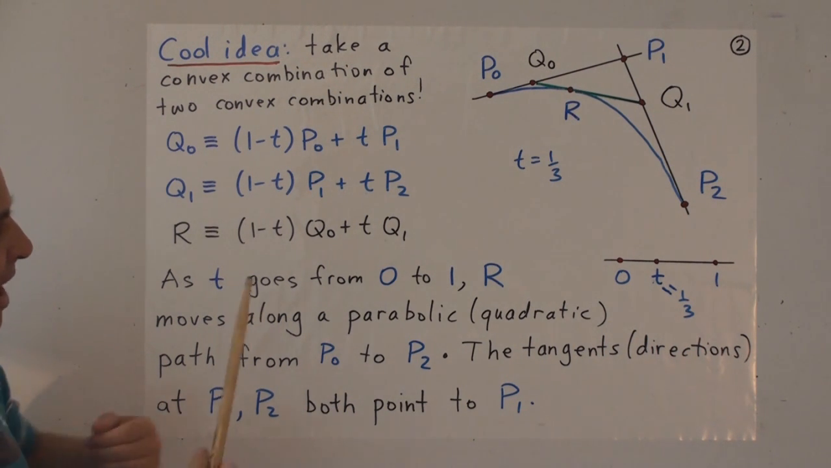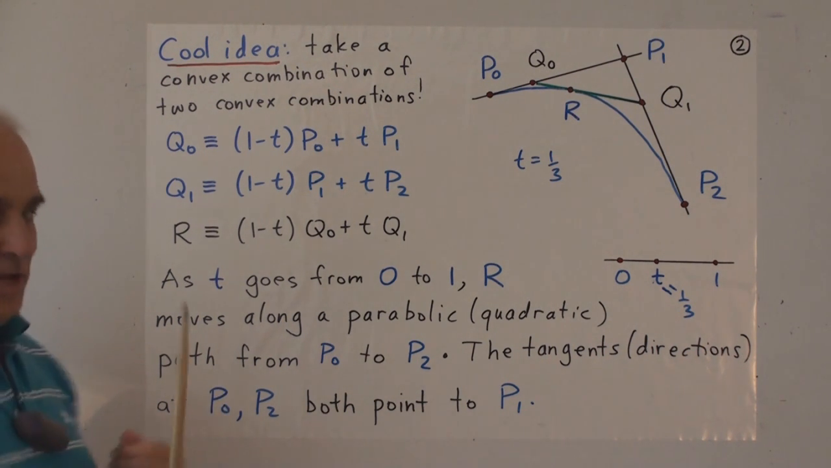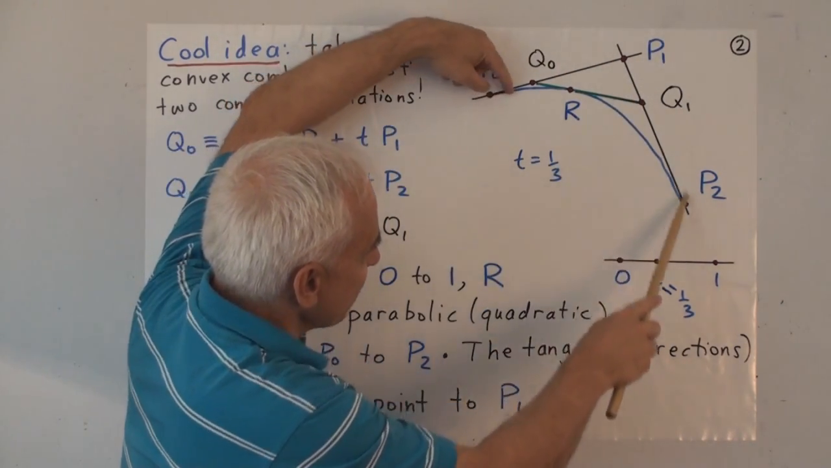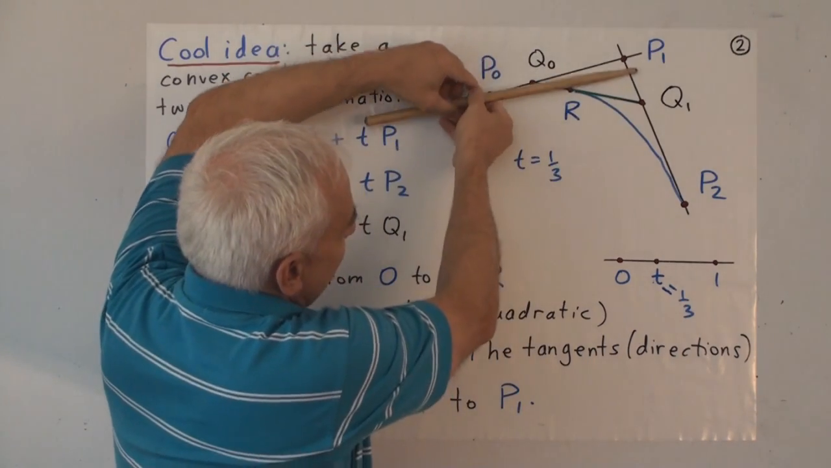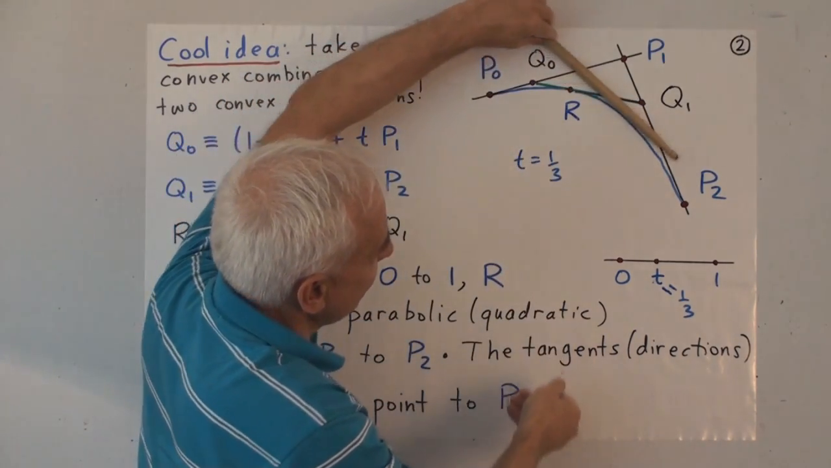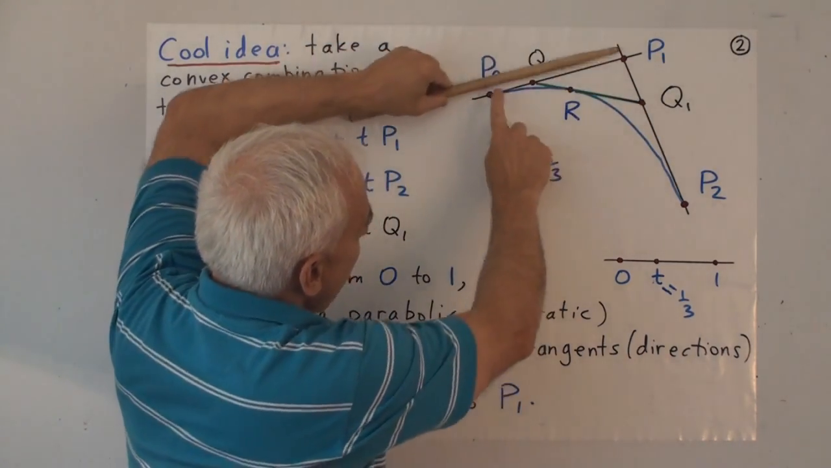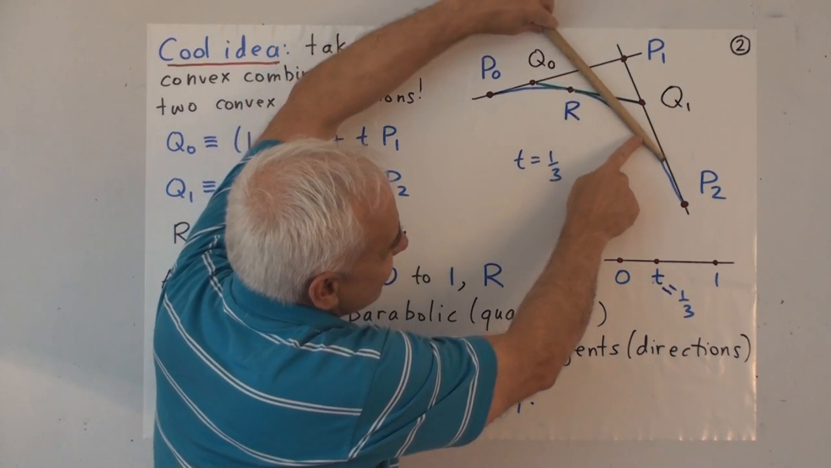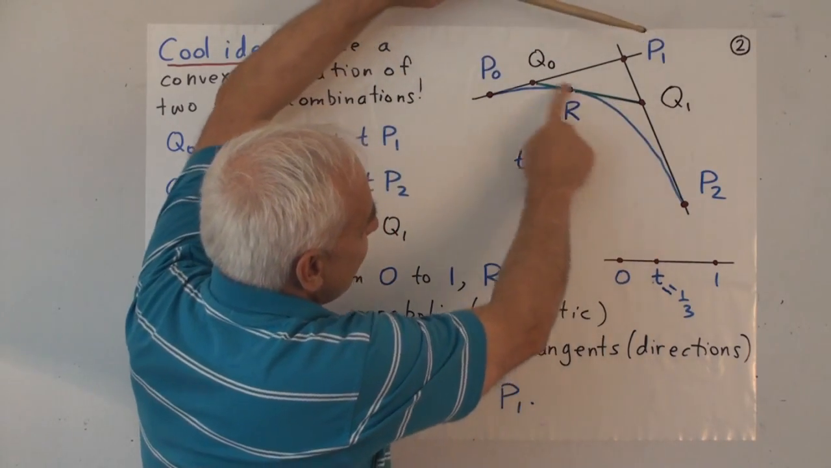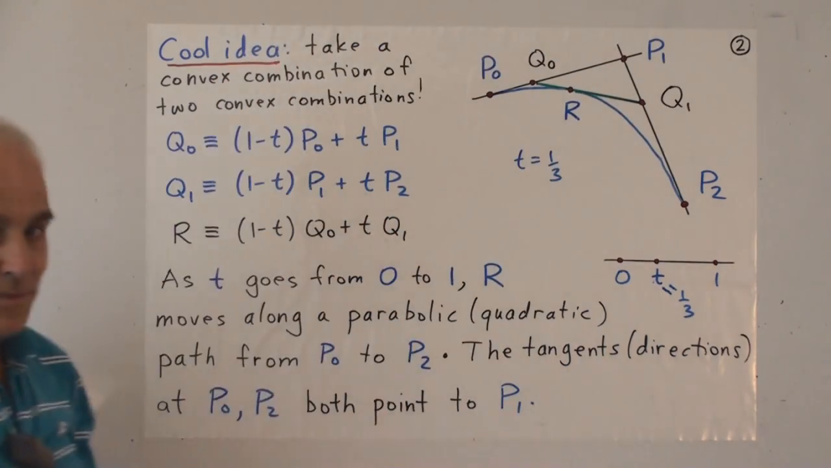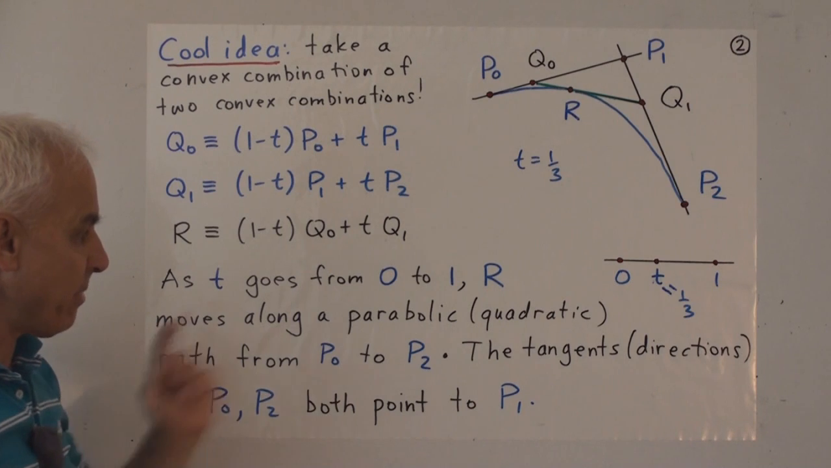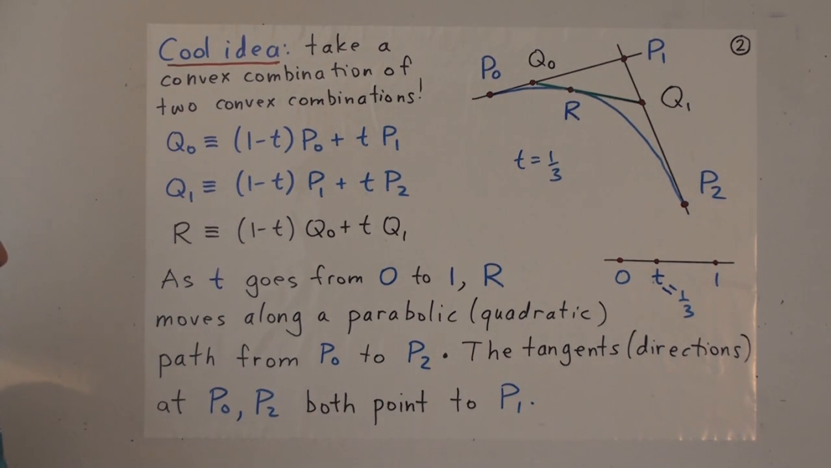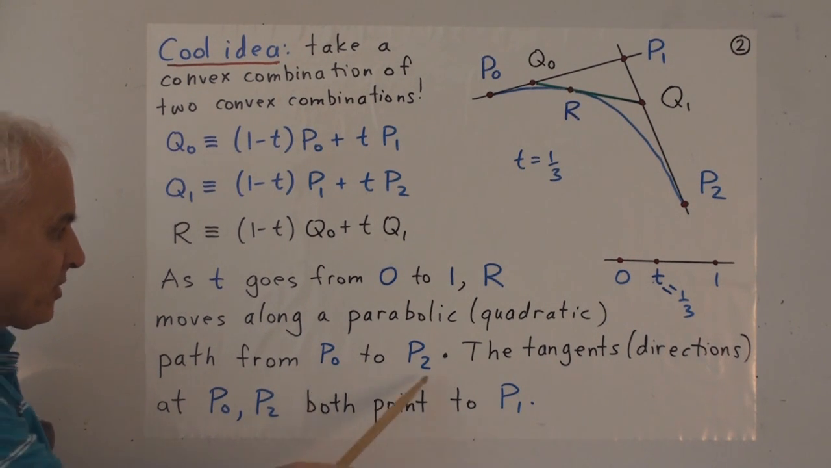So now the combined effect, when we let T run, is that Q0 is moving in this direction, Q1 is moving in this direction. This line segment starts off like this and then sort of tilts like this. And while it's doing that, the point R on it runs along and traverses this curve right here, which is no longer a linear curve, it's a parabolic or quadratic curve. And it goes from P0 to P2.